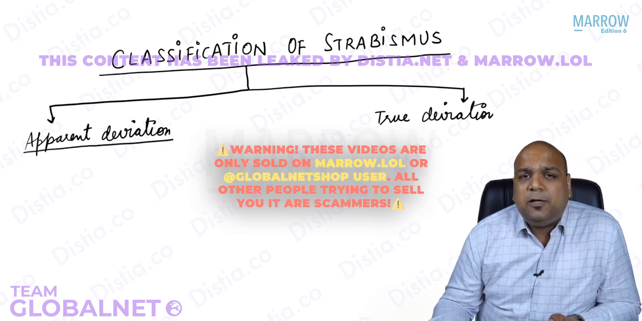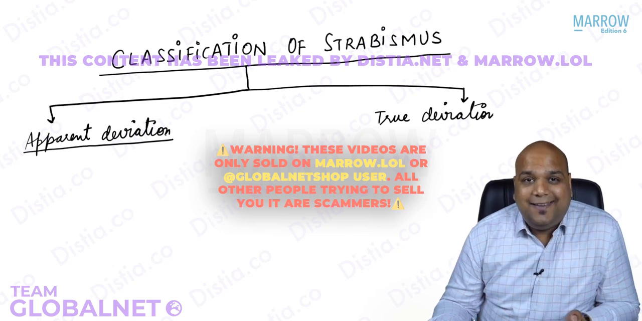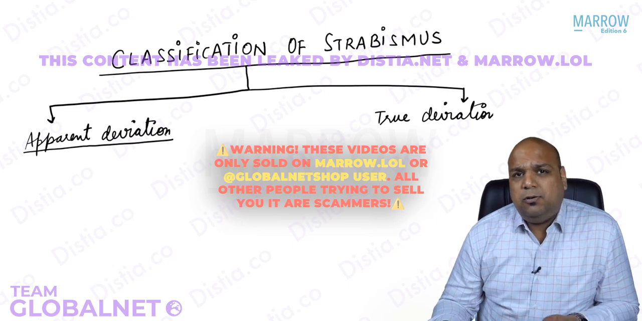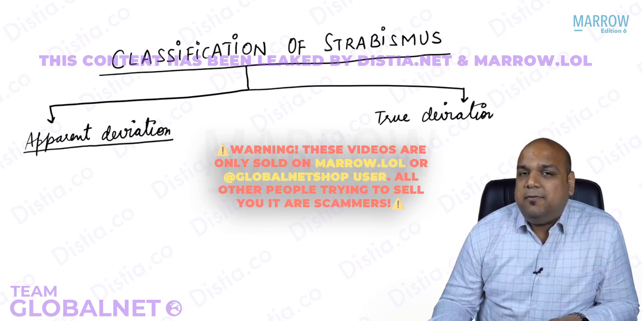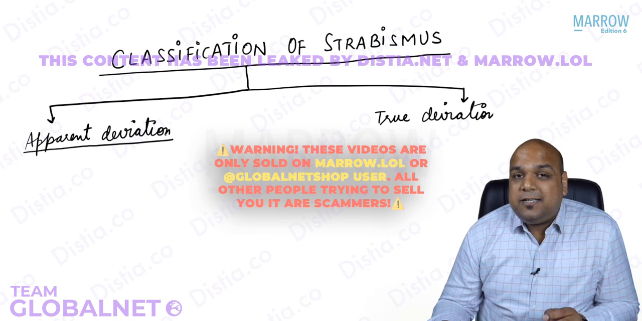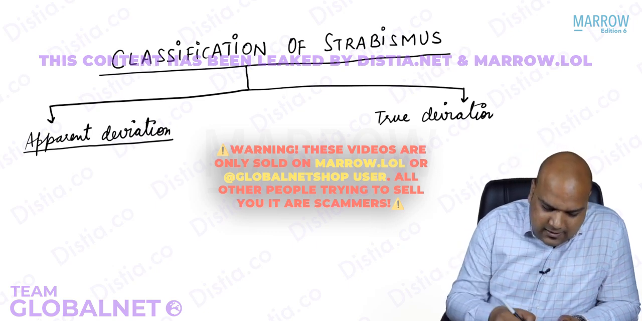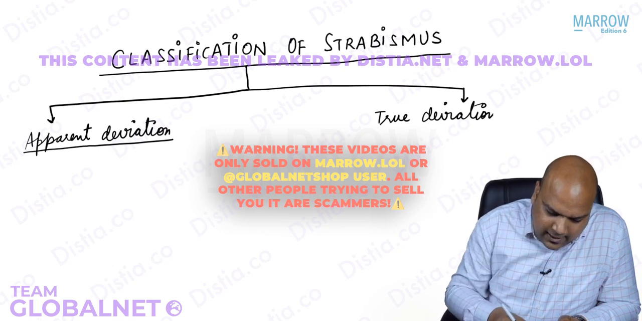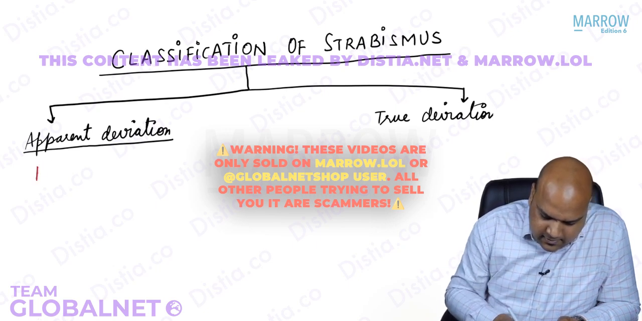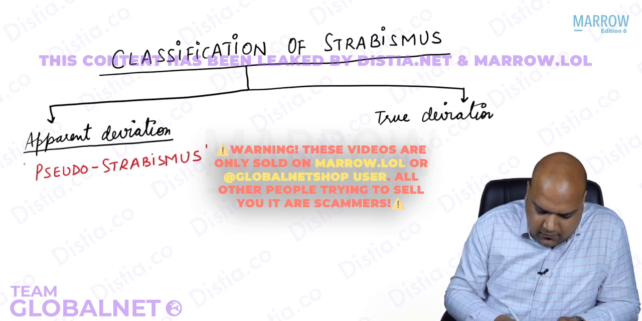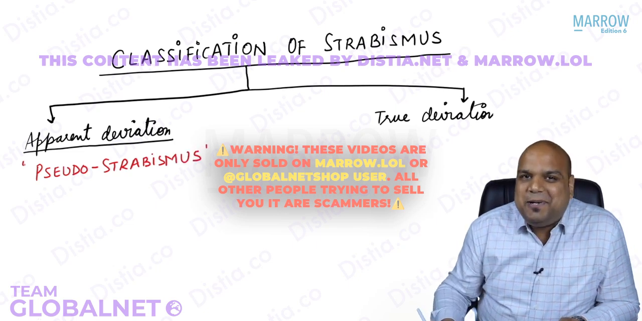Apparent basically means it looks like. ऐसा लग रहा है. It looks as if there is deviation of the eyes, but we are not sure. Or we are trying to say, when we are saying apparent deviation, that it is just looking like squint, it is actually not squint. So we say this group is called pseudo strabismus, where it just looks like squint, it is actually not a case of squint.